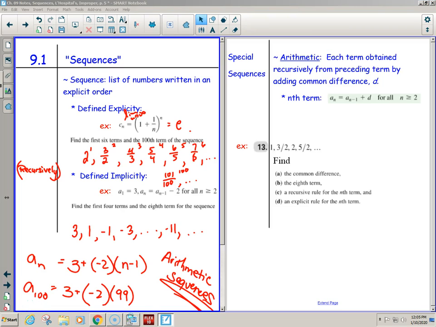First, let's keep talking about sequences. Not series.